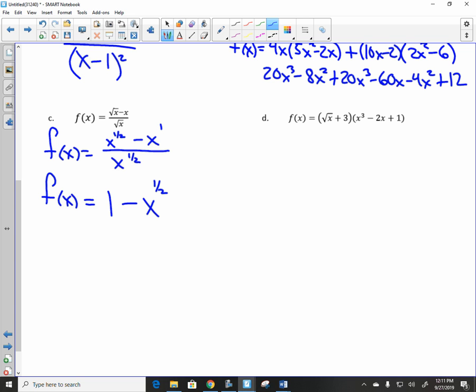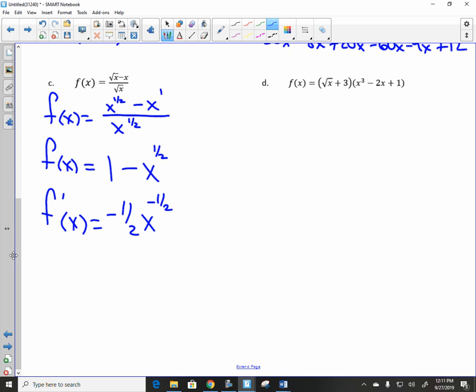Let's take the derivative. What's the derivative of a 1? 0. What's the derivative of negative x to the 1/2? Yeah, and we are not going to leave a negative exponent. So we have negative 1 over 2 roots of x. That's our derivative.